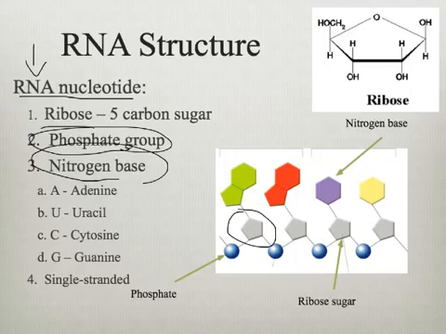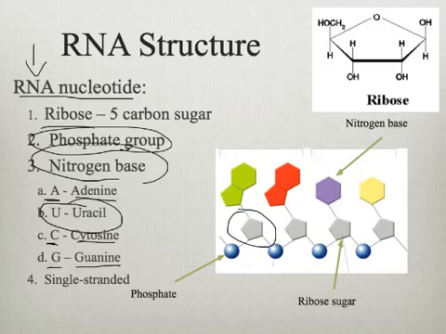In this case, the nitrogenous base is either adenine, which is symbolized with A, cytosine, which is symbolized with C, and guanine, which is symbolized with G. So those three are the same in DNA and RNA. But instead of thymine, instead of T, RNA has this base U, uracil.